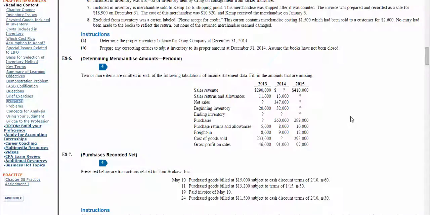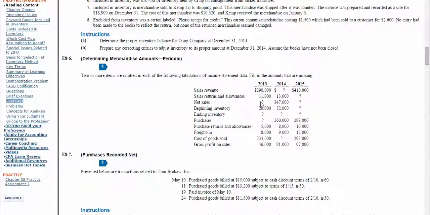Alright, let's do exercise 8-6. This is kind of a game, right? A puzzle, where they give us this information and we just figure out what the X's are, or the question marks.